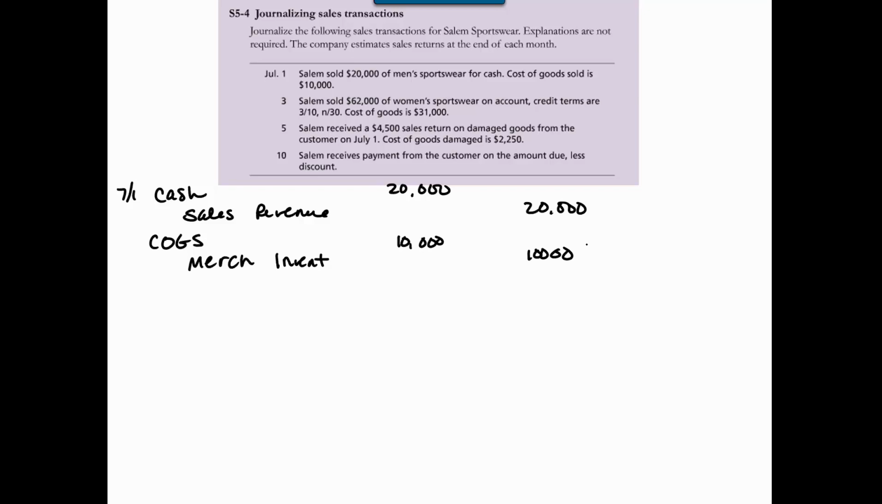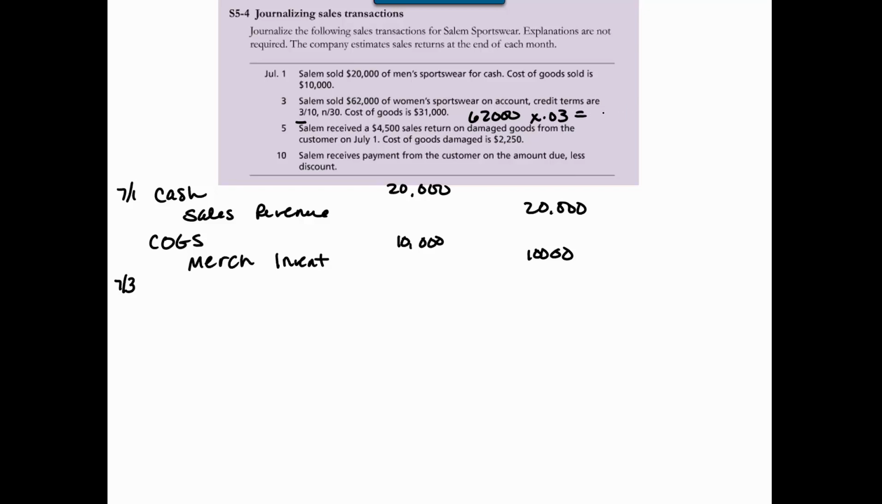So every sale needs 2 transactions like that. On the 3rd, I made another sale. I sold $62,000 of women's sportswear on account. Credit terms are 3/10 net 30. The cost of goods sold is $31,000. So that means I need to take that discount right now, right? So $62,000, and they have a 3% discount.